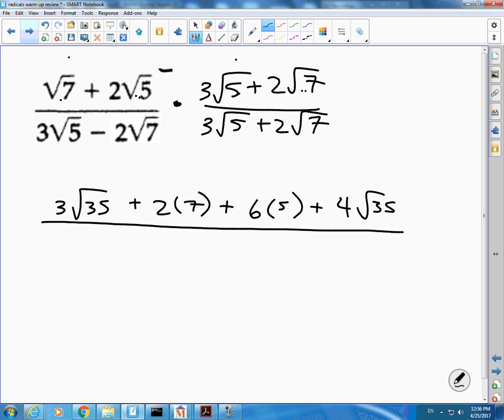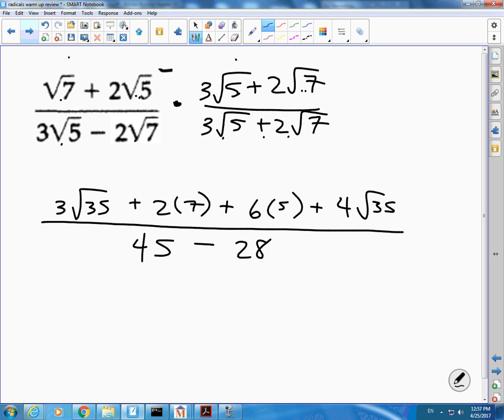All right. While we're on the subject of the bottom, the reason we picked this conjugate is so that we didn't have any middle radical terms to deal with. So this is 3 root 5 times 3 root 5, which is 9 times 5, which is 45. 2 root 7 times 2 root 7 is 4 times 7, which is 28, the minus.